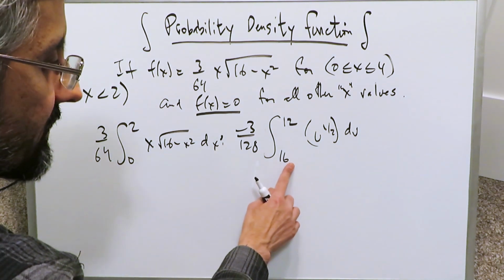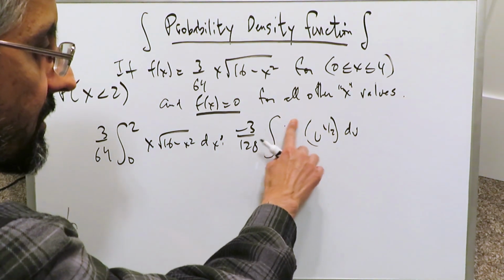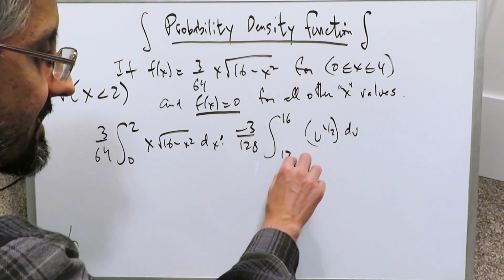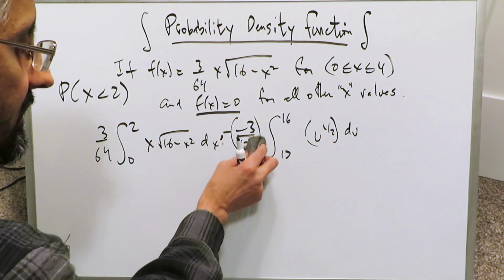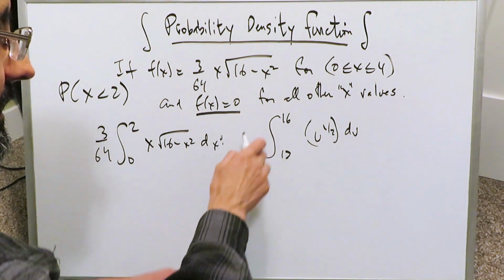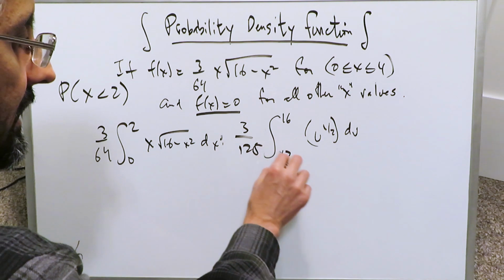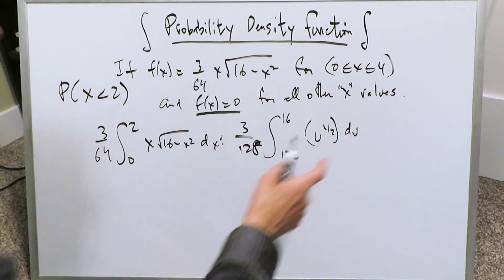I don't like these intervals. I want to flip them back around, and I'm going to flip them back around by bringing in a minus. When I bring in the minus, these negatives cancel out. I might as well just cancel them out right here and make it 3 over 128, and that's what I have. Now let's integrate that.